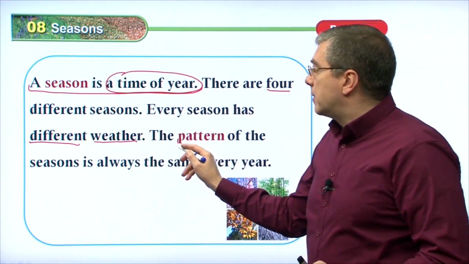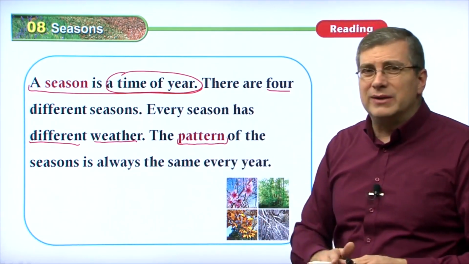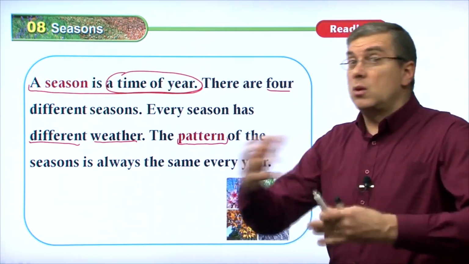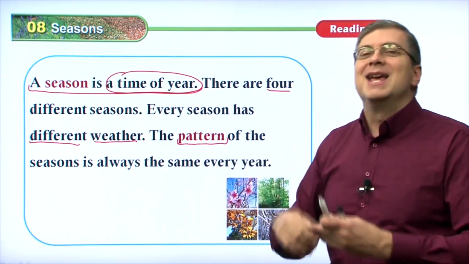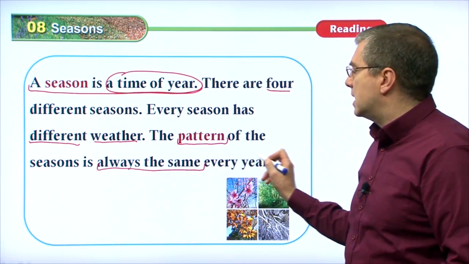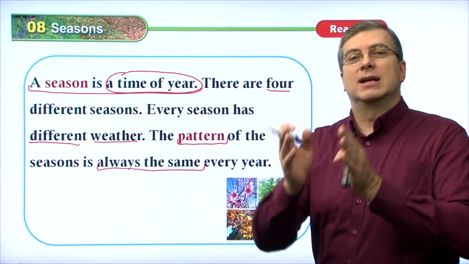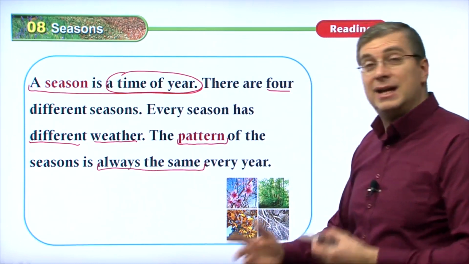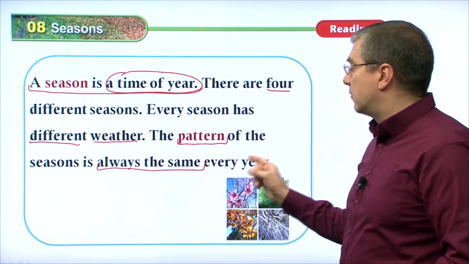Now we can talk about also the pattern. The pattern of the seasons is always the same. It's always spring, summer, fall, winter. Always in that order. That order doesn't mix up, right? We don't have spring, winter, fall, summer. No, that's crazy, right? It's always the same. So no matter what year it is, we know that spring will come first, then summer, then fall, and then winter into the next year. That is the pattern. It's always the same every year.